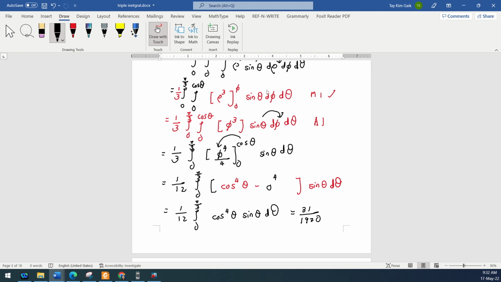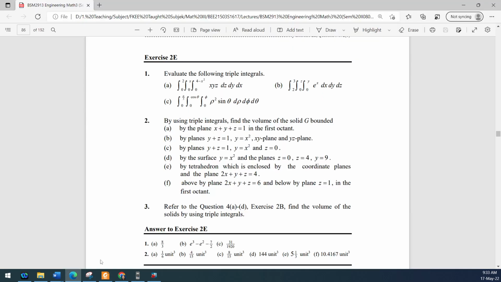So don't worry, because up to this step, one method mark is for integrating with respect to rho and putting in the limit. Later on, put in the limit pi over 3, and then integrate with respect to phi, phi to the power 4 over 4. This is method 1. Plug in the limit, this is answer 1. The last answer 1, for 5 marks here. So this is the direct question for question 1, the easiest.